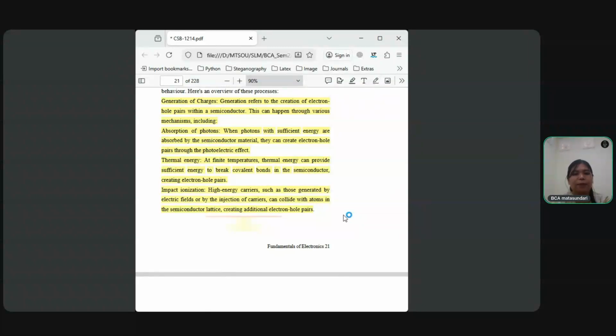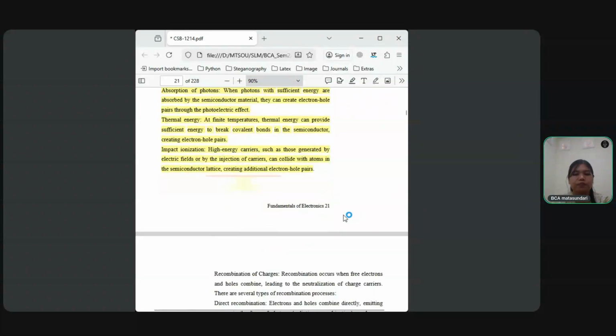Next is impact ionization. High energy carriers, such as those generated by an electric field or by the injection of carriers, can collide with atoms in the semiconductor lattice, creating additional electron-hole pairs.